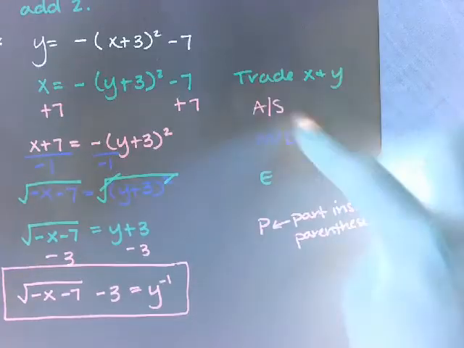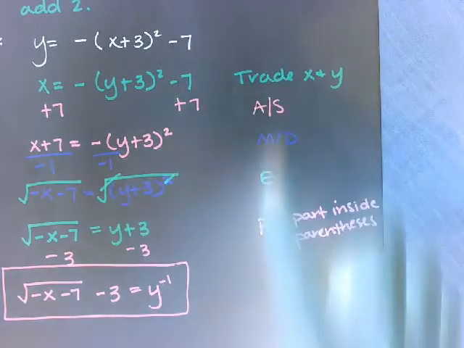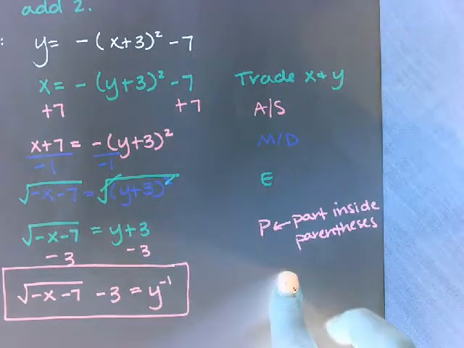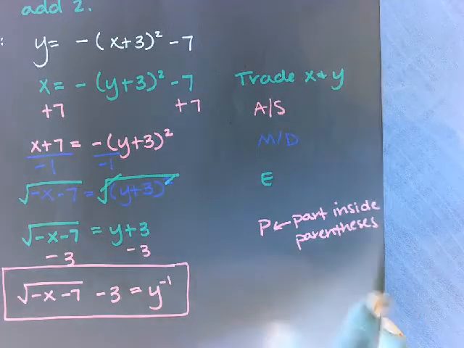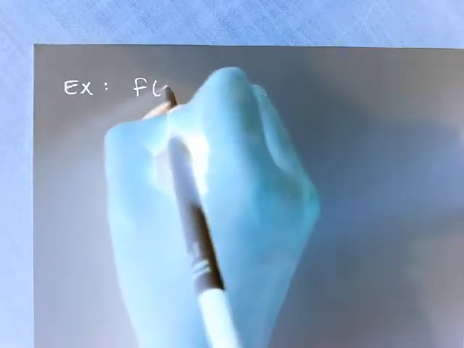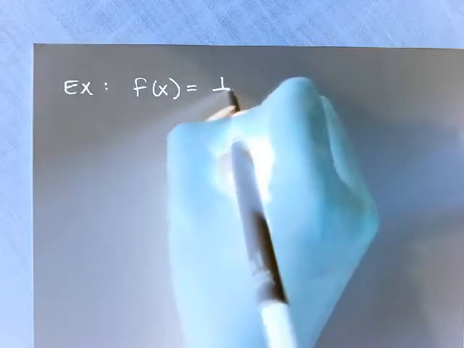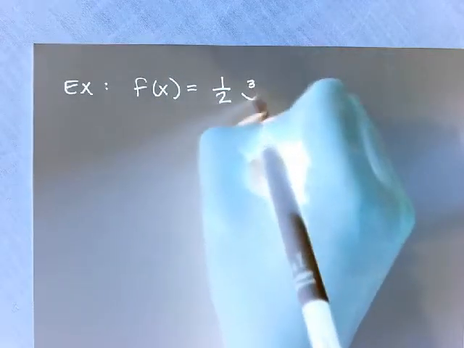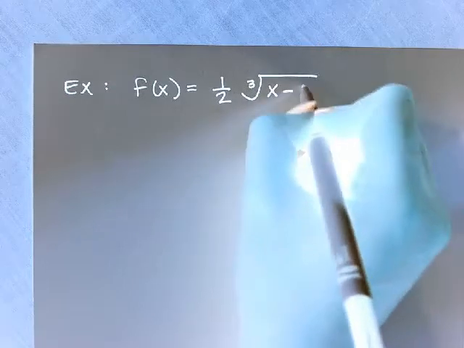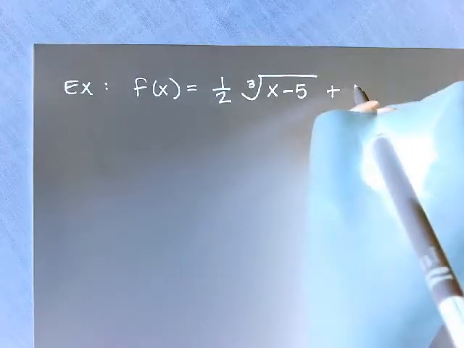So the PEMDAS backwards is the big thing. So trading X and Y and then doing PEMDAS backwards. That'll tell you exactly how to do every single problem, okay? All right, let's do another one. Okay. F of x equals 1/2 times the third root of x minus 5 plus 7.